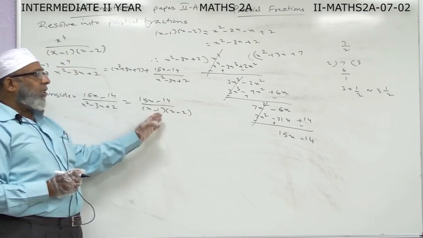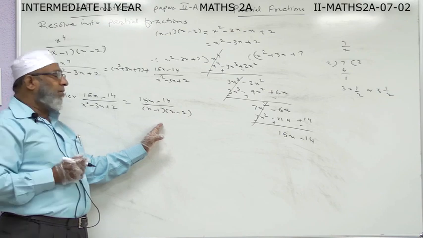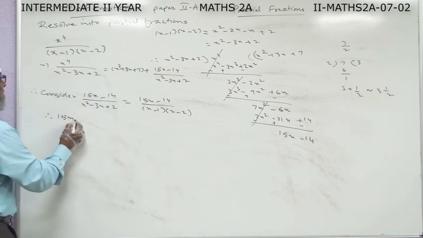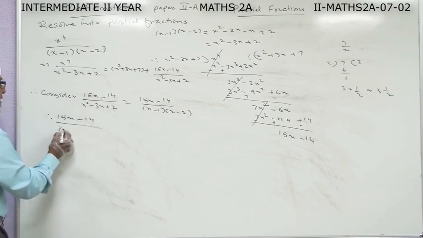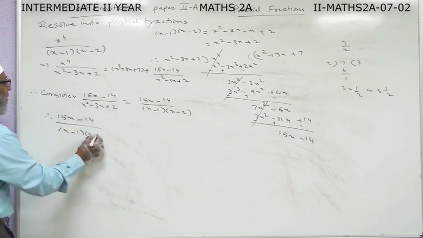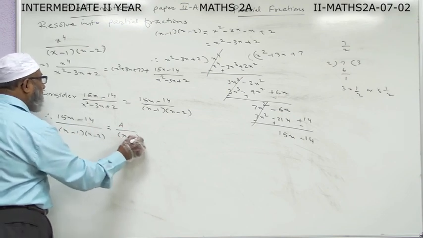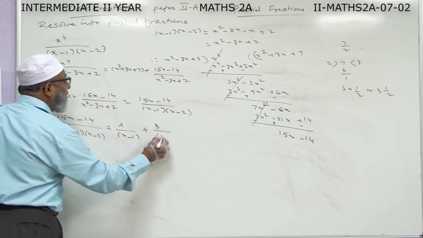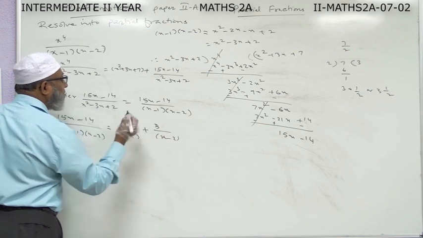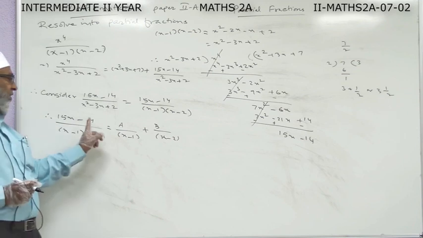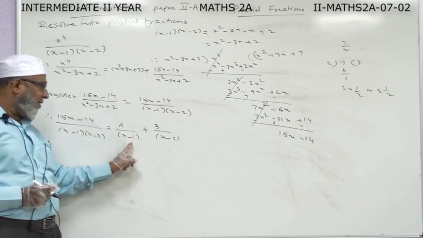Now it has converted to our case number 1. Therefore, (15x minus 14) divided by (x minus 1)(x minus 2) is equal to a by x minus 1 plus b by x minus 2. Isn't it? This is a linear factor. This is also a linear factor. For the first linear factor, I have taken the substitution a by x minus 1.